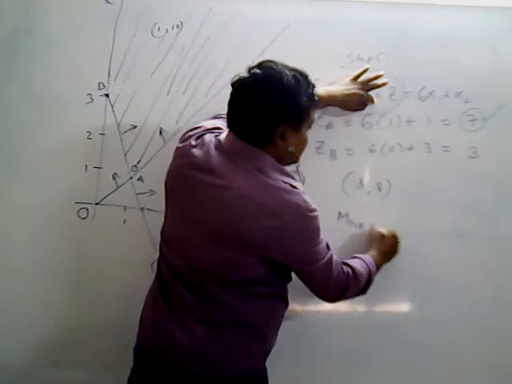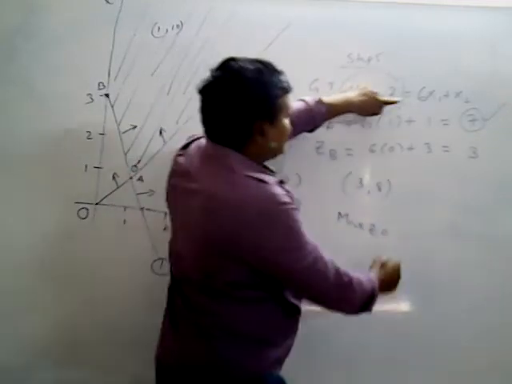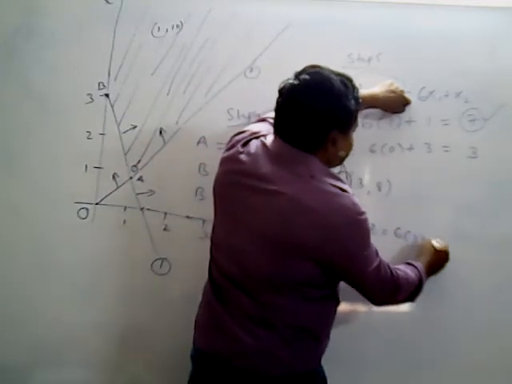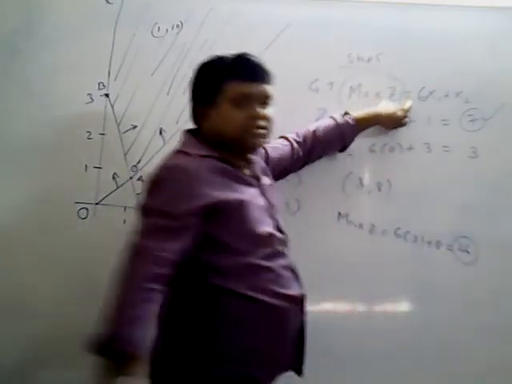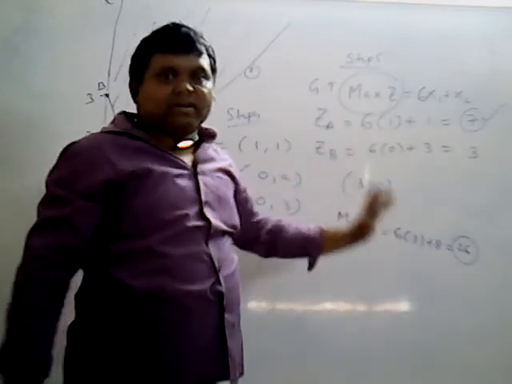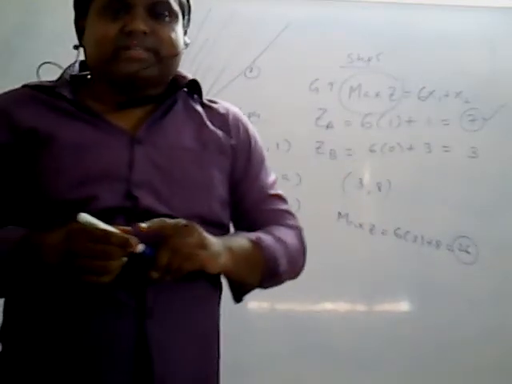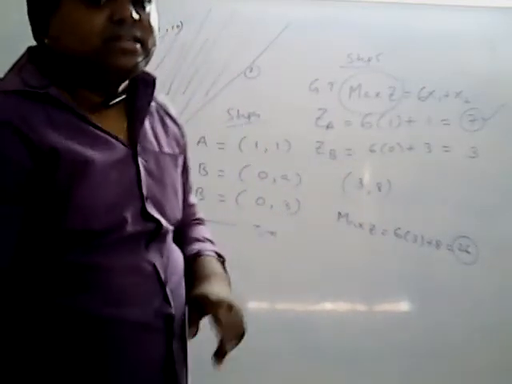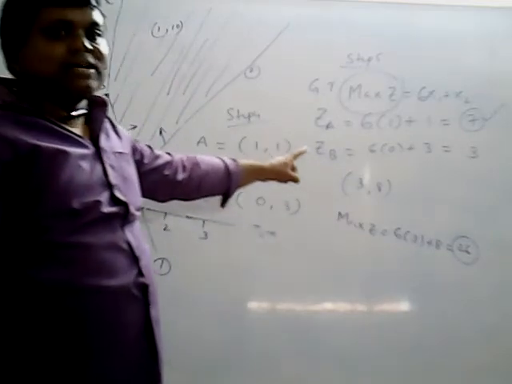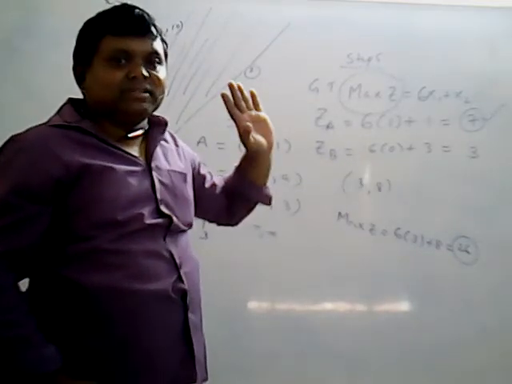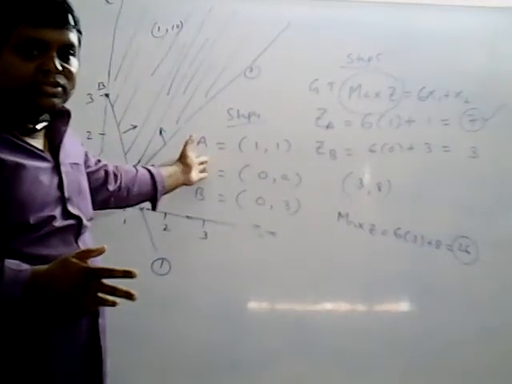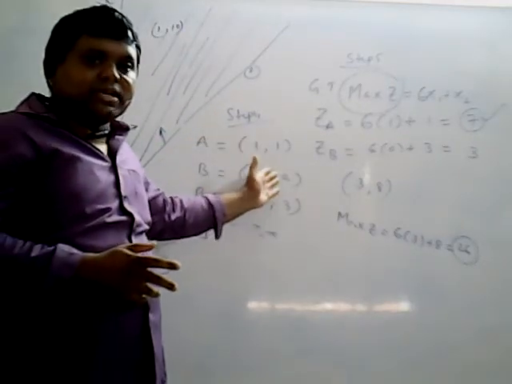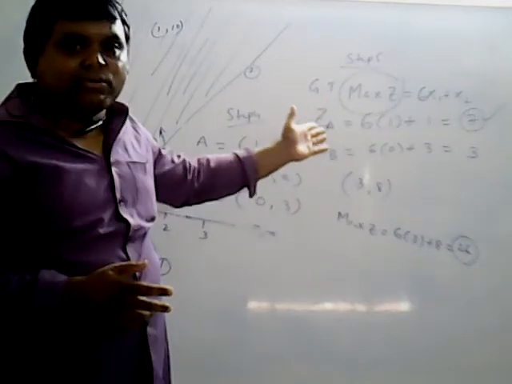Maximum z equals 6 into 3 plus 8. That means 18 plus 8, which is 26. Which is more than 7, right? And there are so many points which give a maximum value of z greater than 7. So this type of LPP has an unbounded solution.